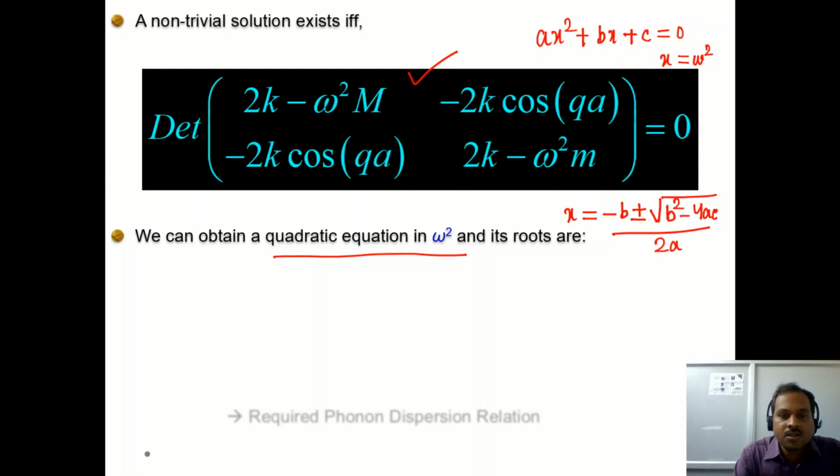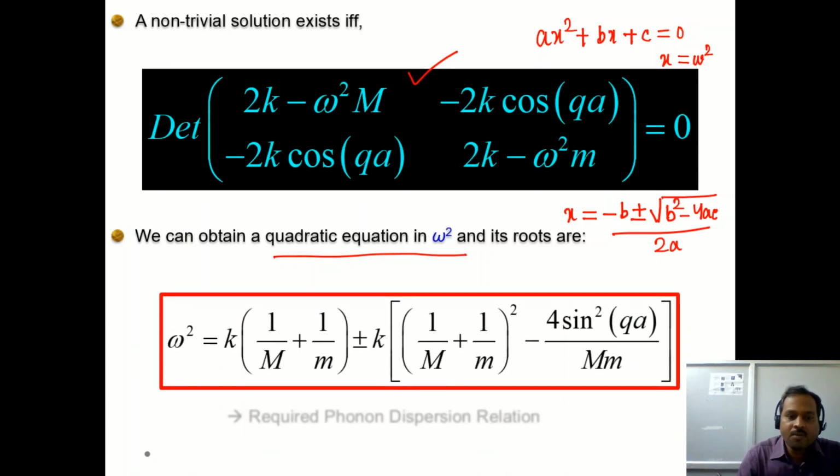So the solutions can be written in this form, that is omega square is equal to k into (1 by capital M plus 1 by small m) plus minus root over k into (1 by capital M plus 1 by small m) whole square minus 4 sine square qa by small m into capital M, and the square root of this will give you the phonon dispersion relation. Basically, this is a relation between the frequency, angular frequency, and the wave vector.